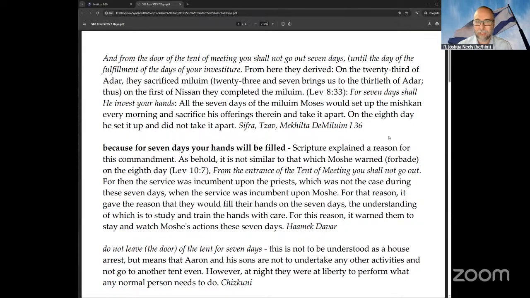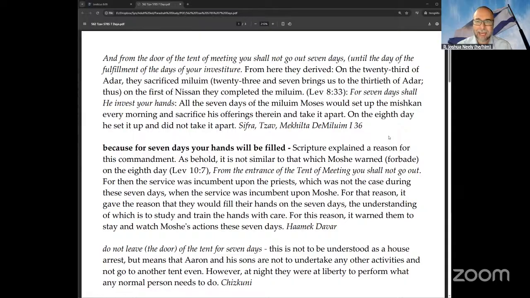"For 7 days shall he invest your hands," that filling of the hands idea. All the 7 days of the Miluim, of this investiture period, Moses would set up the Mishkan every morning and sacrifice his offerings therein and take it apart. On the 8th day, he set it up and did not take it apart. We're going to come back to why we have this concept of Moses putting up the Mishkan and taking it down, the place where the sacrifices were being conducted.